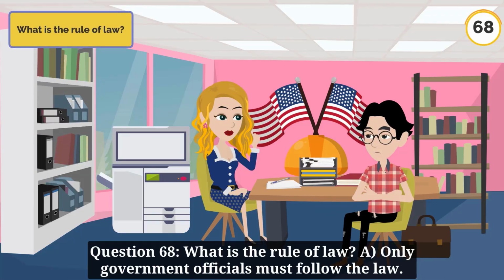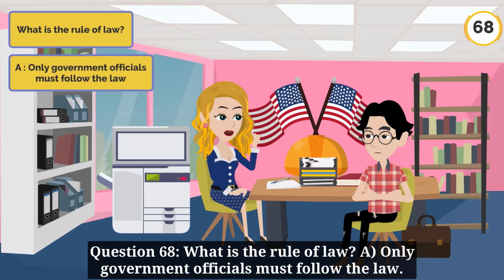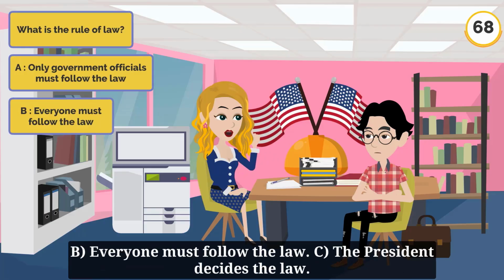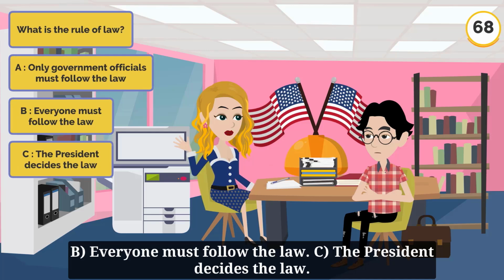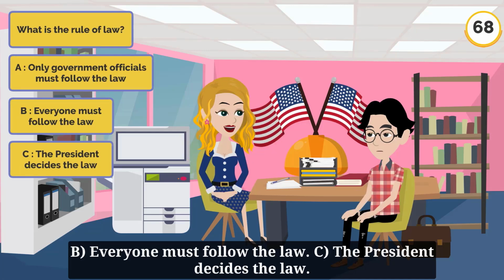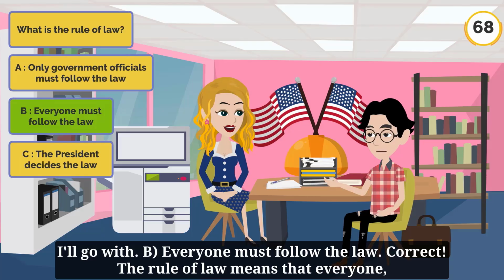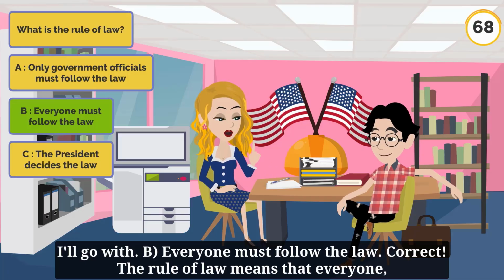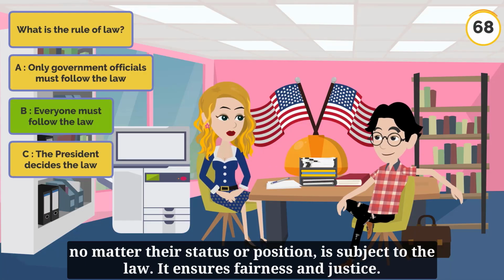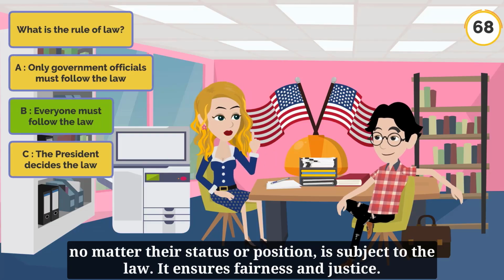Question 68. What is the rule of law? A. Only government officials must follow the law. B. Everyone must follow the law. C. The President decides the law. I'll go with B. Everyone must follow the law. Correct. The rule of law means that everyone, no matter their status or position, is subject to the law. It ensures fairness and justice.